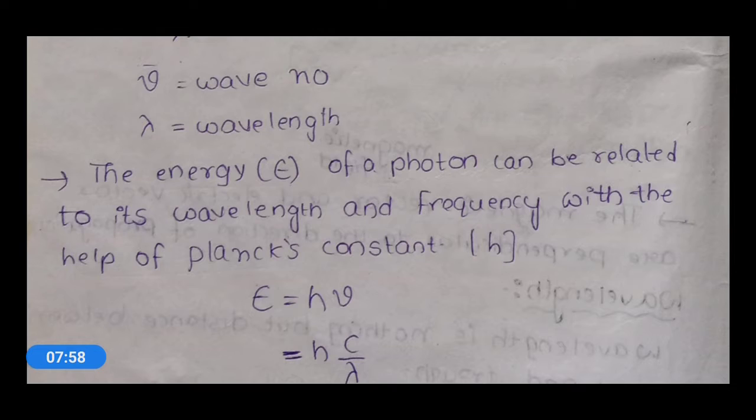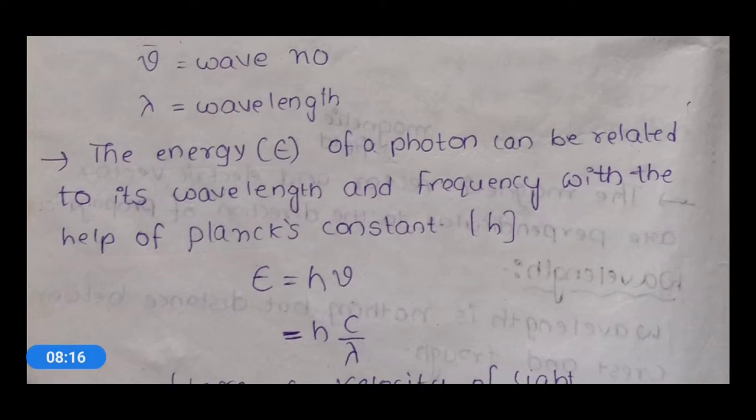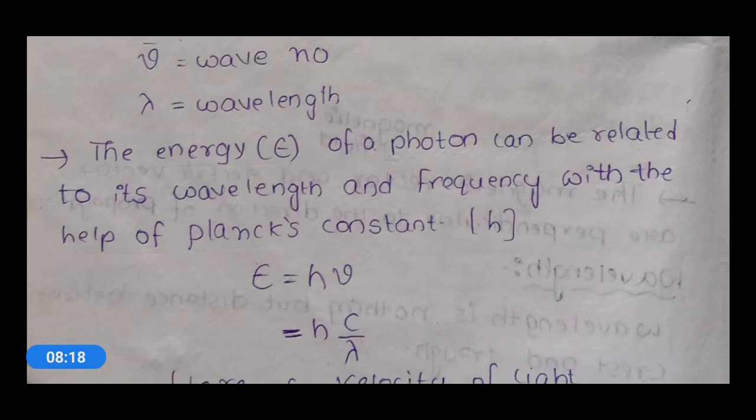Okay, here is the energy of the photon. The photon's energy is related to wavelength and frequency, and can be indicated with Planck's constant. Planck's constant is denoted with h. Here E, energy, is equal to hν. h means Planck's constant and ν is the frequency.